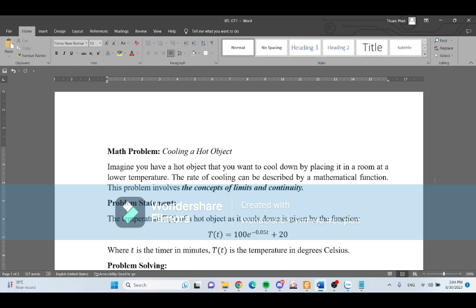So about today's topic, we have to apply Calculus 1 to solve a real problem. So I'm going to choose the topic of cooling a hot object.